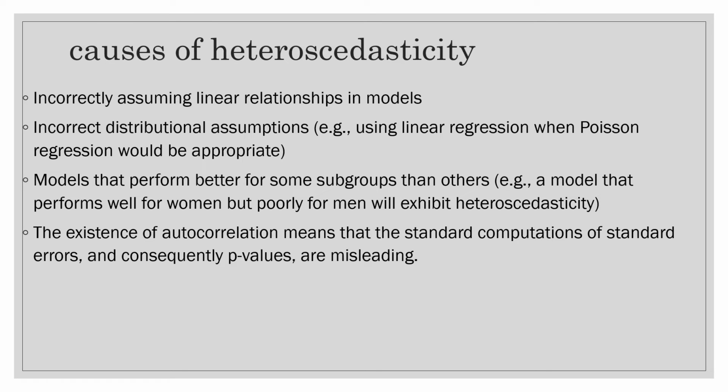Having discussed a lot about the meaning of heteroscedasticity, examples of heteroscedasticity, types of heteroscedasticity, etc., we are going to see the causes of heteroscedasticity. What will be the causes of heteroscedasticity? What will be the causes of non-constant variance? If you are incorrectly assuming a linear relationship in your models, then you are more likely to face heteroscedasticity. And also, if the distributional assumptions are incorrect, you will be facing heteroscedasticity. If your models perform better for some subgroups rather than others, you will have heteroscedasticity. So this is where the difference between high income groups and low income groups comes.